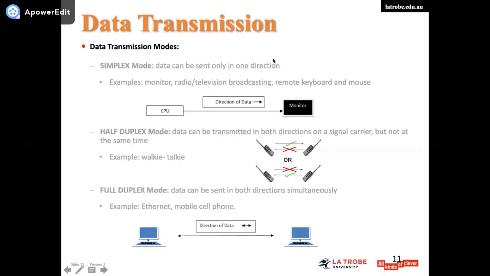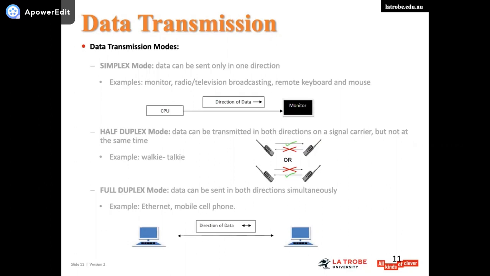The second mode is called half duplex mode. It means that data can be transmitted in both directions on one single carrier, but not at the same time. The example will be the walkie-talkie machine.